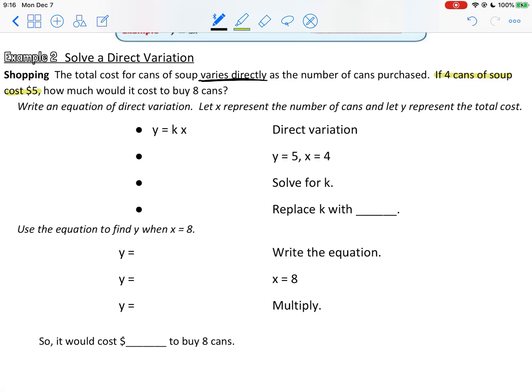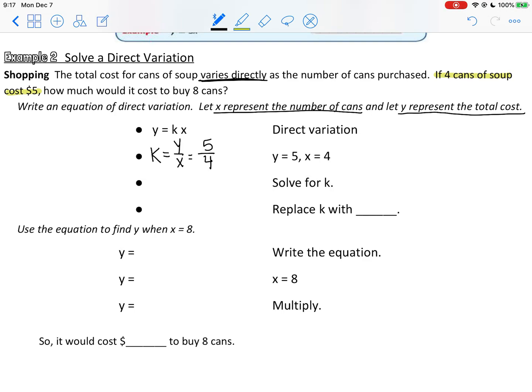So when we're looking for that constant, we do y divided by x. I need to figure out which variable is going to be which. So let's let x represent the number of cans because it's the independent variable. The cost will depend on the number of cans. And we're going to let y represent the total cost. So with this situation, x is the number of cans, so x is 4. Y is the cost, so that's 5. So what I'm going to do first is find that constant of variation by doing y divided by x. If I plug those in, I have 5 divided by 4.